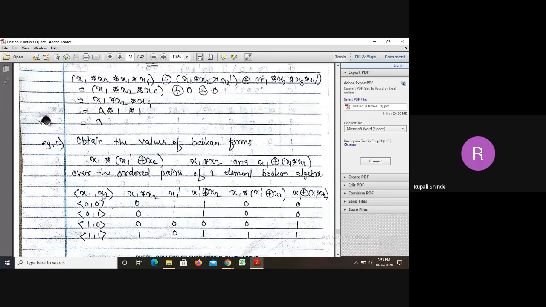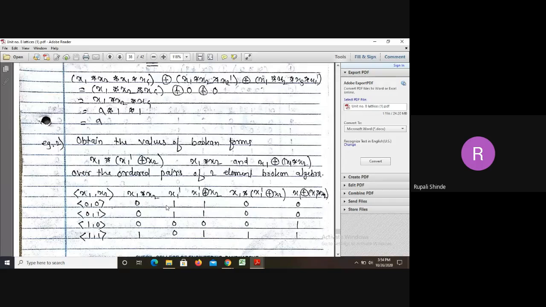For this ordered pair x1, x2, first of all, we have to find value of x1 star x2. So again, this star operation means what? We have to take product. So if both the values are 1, then only final value will be 1. Otherwise it is 0, just like a truth table. So here x1 star x2, 0, 0, 0. Here final value is 1, 1, so it will give you 1.